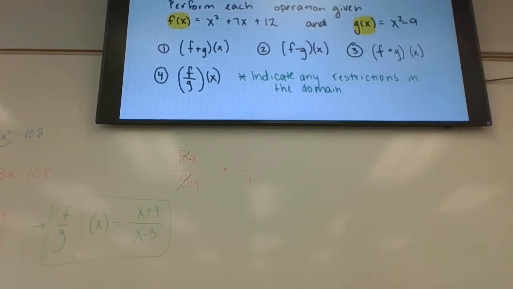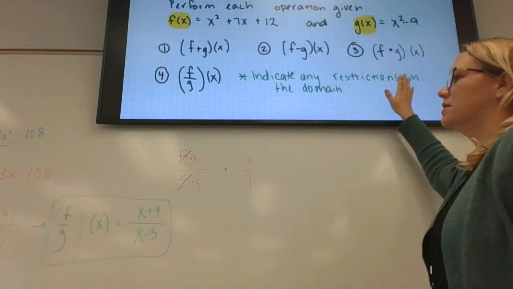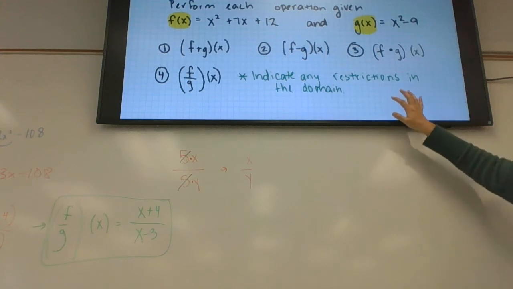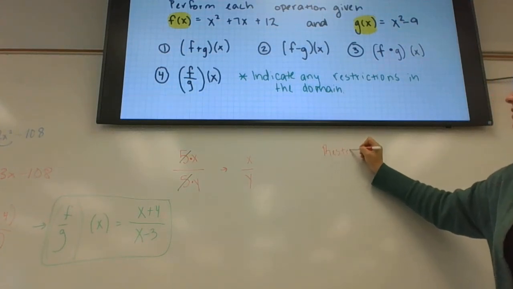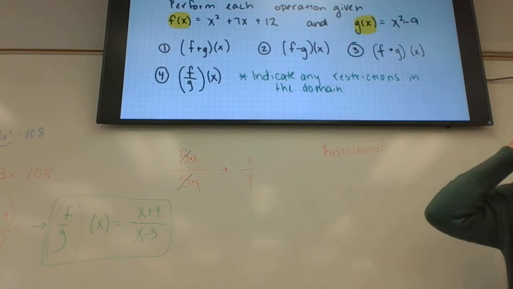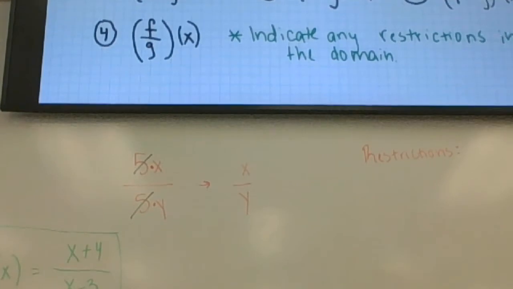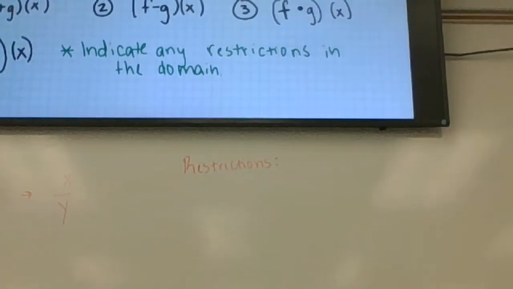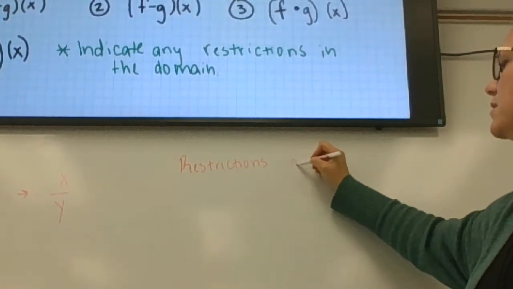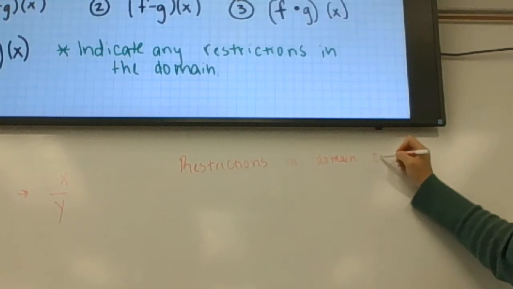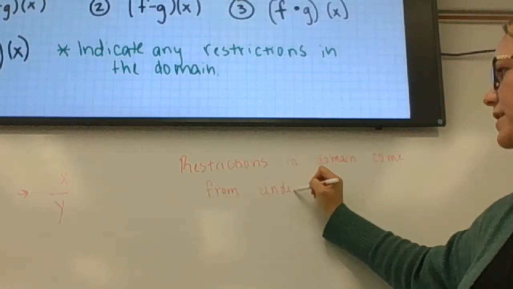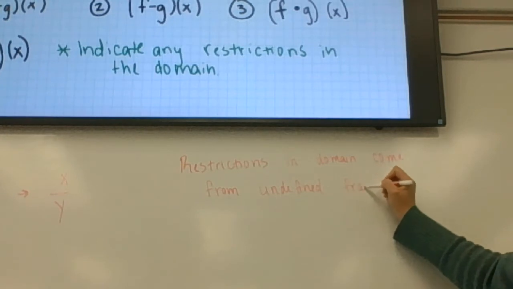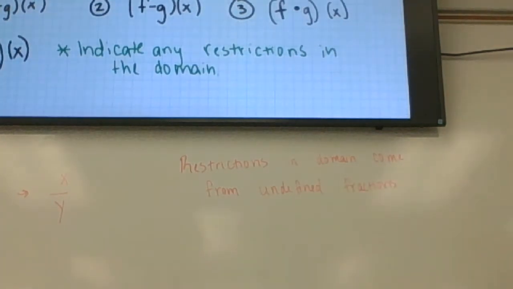Alright, there's one more piece of this division situation. This star goes to the quotient. It says indicate any restrictions in the domain. So you need to take a note on this. This is actually a huge theme for chapter 7, so this is a preview for you. This is still part of number 4. Restrictions in the domain come from undefined fractions. You guys have heard of undefined fractions, and that's any fraction with a 0 in the denominator.